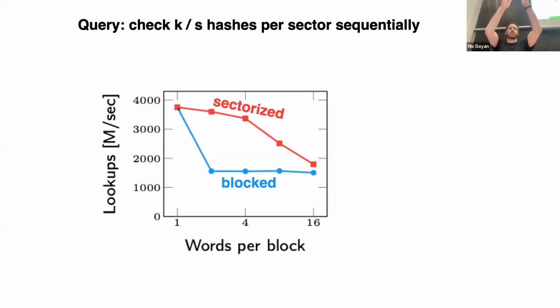If I only have one word, these two designs are actually equivalent to each other. That's why they meet here. But here, as I'm adding more and more words, because I'm traversing these different words sequentially within a block, there is a much more graceful degradation in terms of throughput. Okay, so these things actually matter.